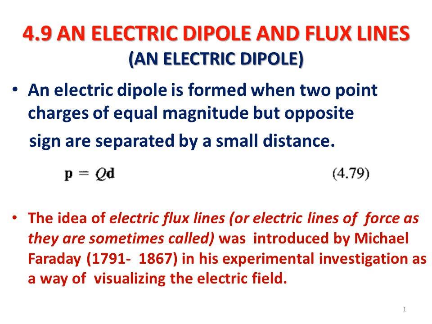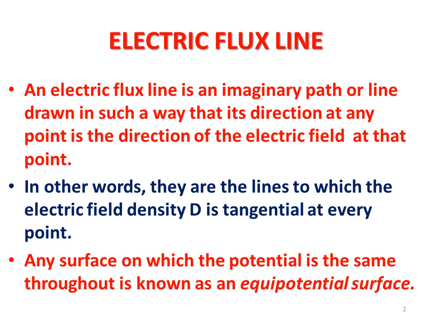The idea of electrical flux lines, or electrical lines of force as they are sometimes called, was introduced by Michael Faraday in his experimental investigation as a way of visualizing the electrical field. An electrical flux line is an imaginary path or a line drawn in such a way that its direction at any point is the direction of the electrical field at that point. In other words, they are the lines to which the electrical flux density D is tangential at every point.